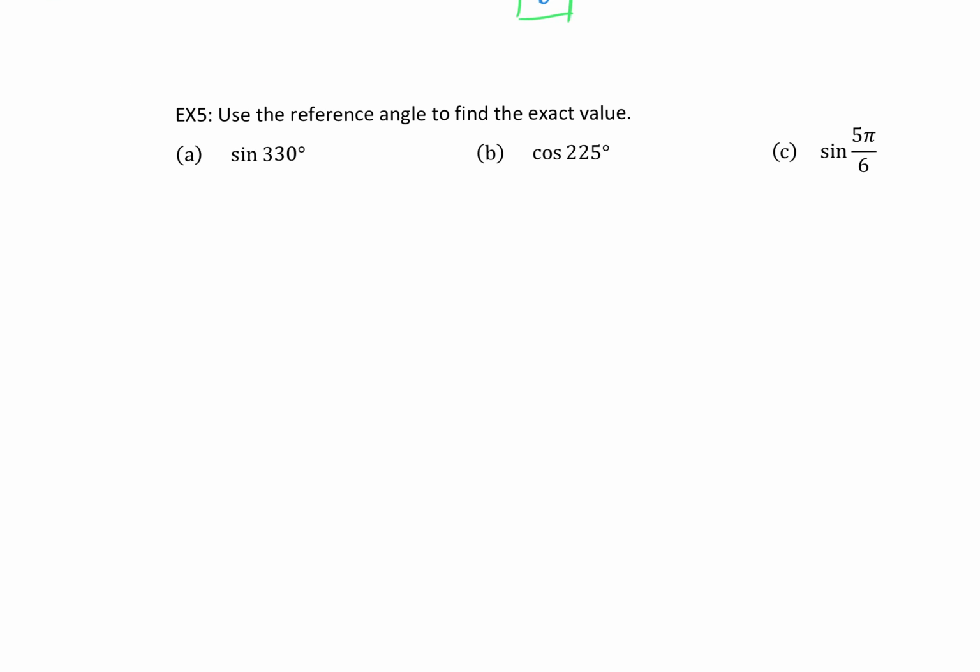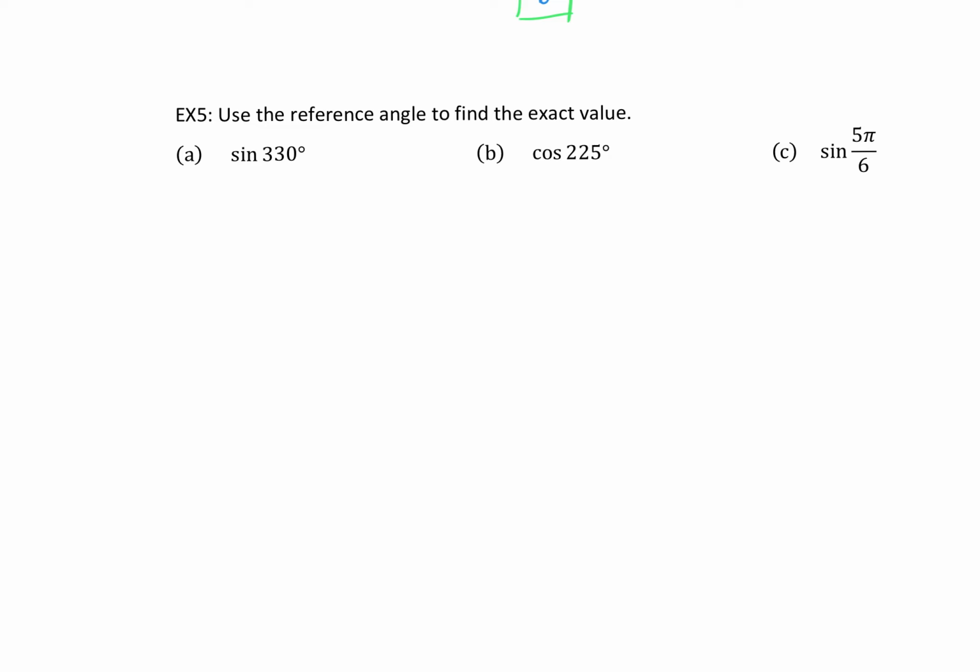So now we're going to use a reference angle to find the exact value of sine of 330, cosine of 225, and sine of 5 pi over 6. Again, we could just look at that whole unit circle and figure out what it is, but this is how you would use the reference angle.